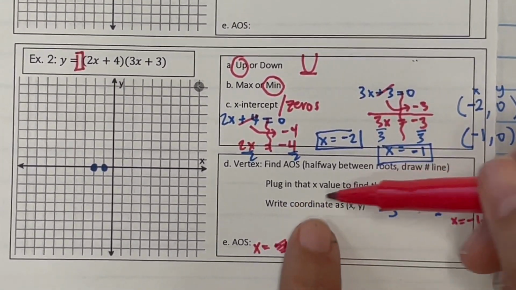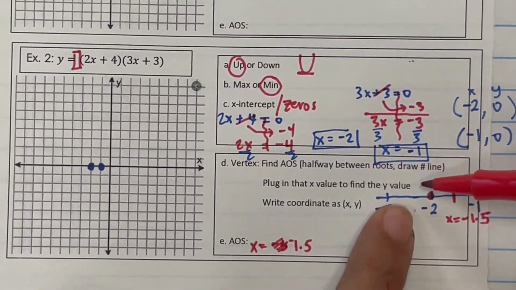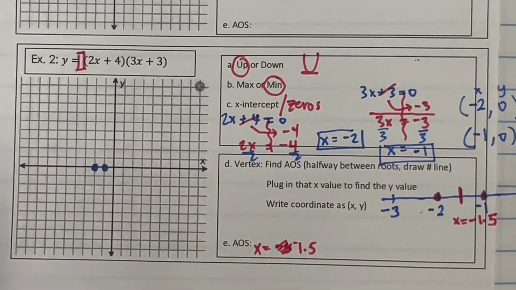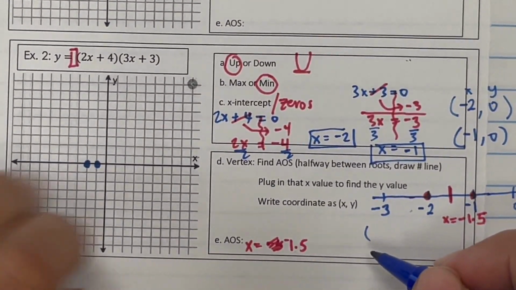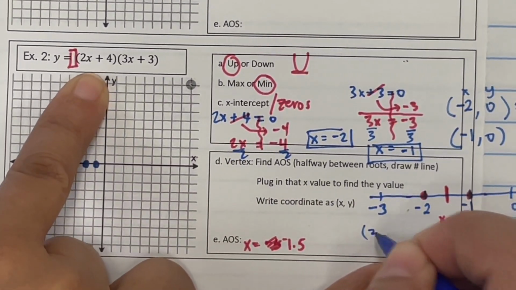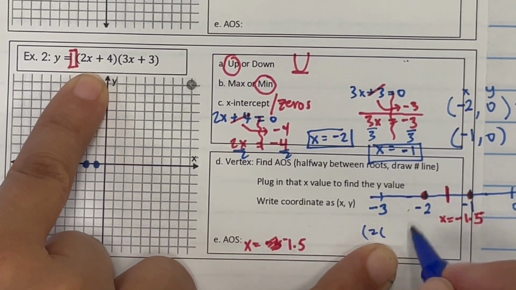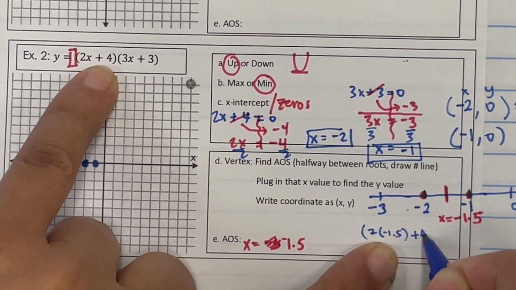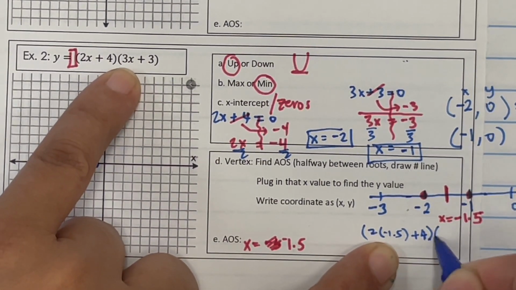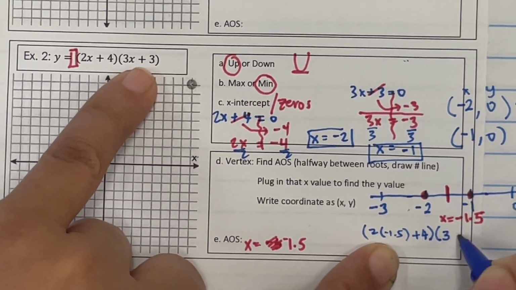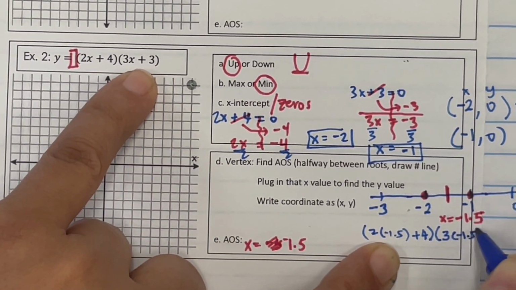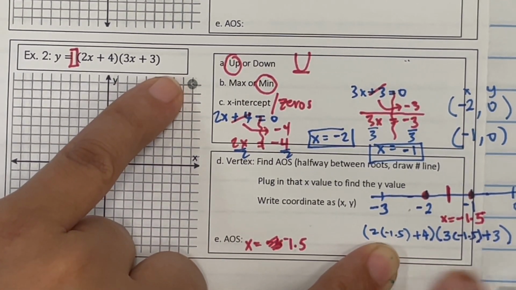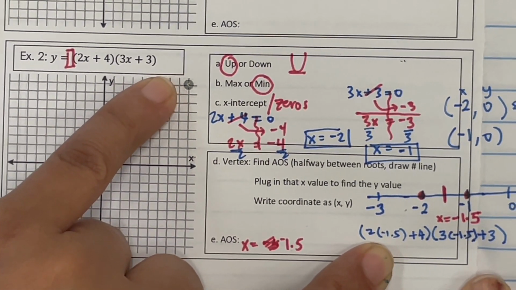Now to find your y value, all you have to do is plug that into the original equation and let the calculator do the work for you. So what are you plugging in? Anywhere I see x, I'm going to replace that with my new value of x, which is -1.5. Then I see +4, and then I close parentheses, open parentheses, 3. Then I see an x, put that in parentheses, -1.5, then +3, then close the parentheses. Again, this looks like a hot mess, but the calculator will understand exactly what you're doing.